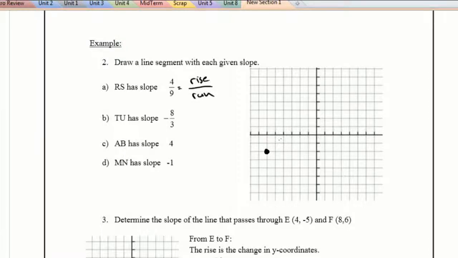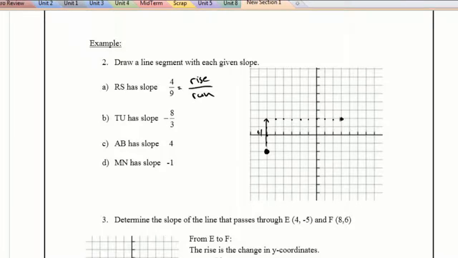You don't have to pick that point. You can put a point wherever you want. I'm going to always go from left to right. So I'm going to move my way across this chart, going to the right. And I'm going to use a rise of 4. So I'm going to go up 1, 2, 3, 4. So there's my rise of 4. And my run of 9. 1, 2, 3, 4, 5, 6, 7, 8, 9.